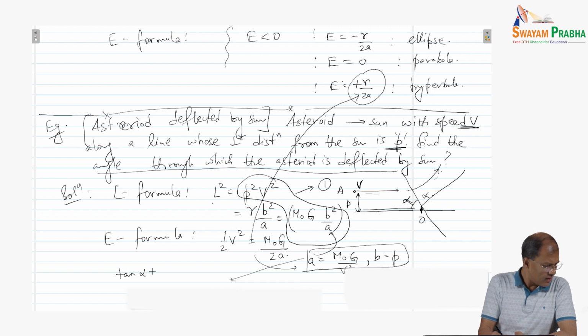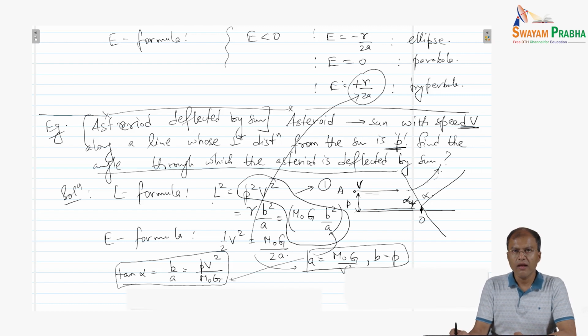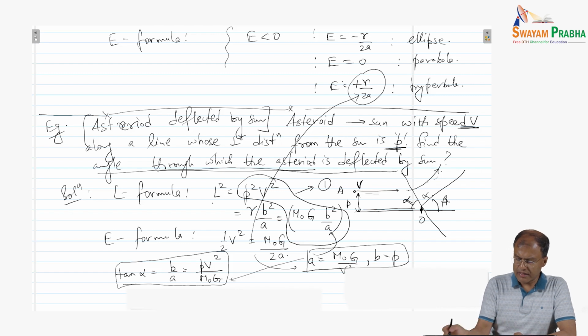From here I can find my angle. So tan of alpha is b over a, and that is from the formula of our conic section. So it's b over a, and that is going to be PV square by M naught G, right? And well, there is something different here. We need to find the angle of deflection. See, angle alpha is this total angle, right? We need to find the angle through which the asteroid is deflected. So we need to find the angle beta here, right? So beta is my deflection angle.